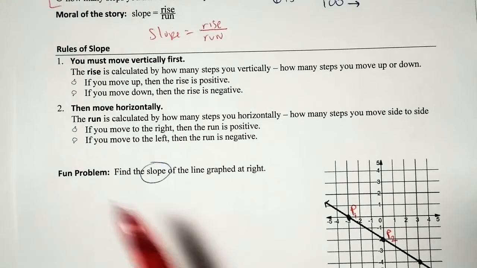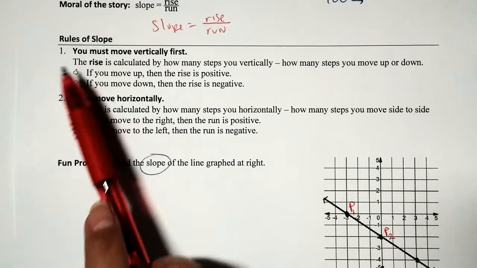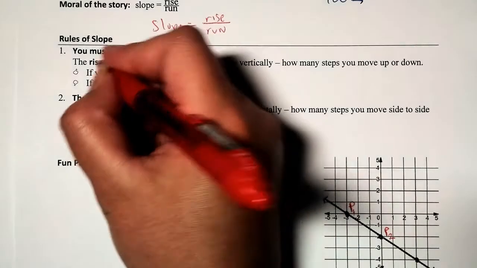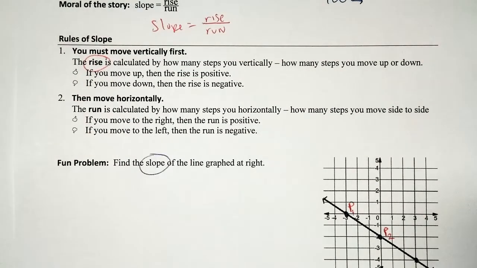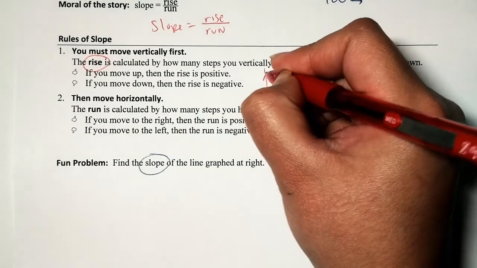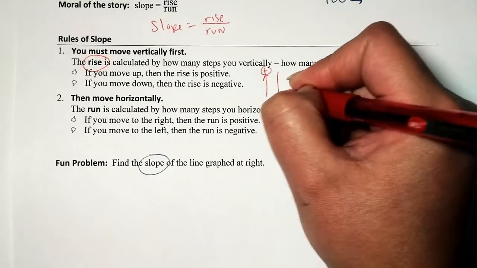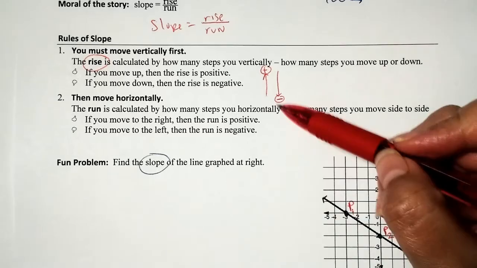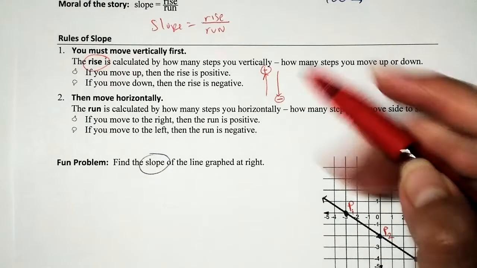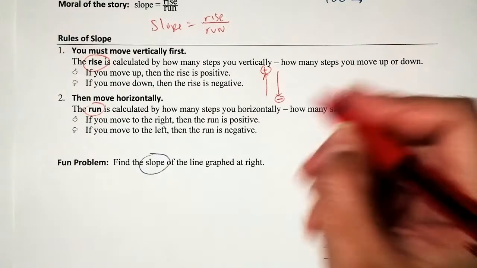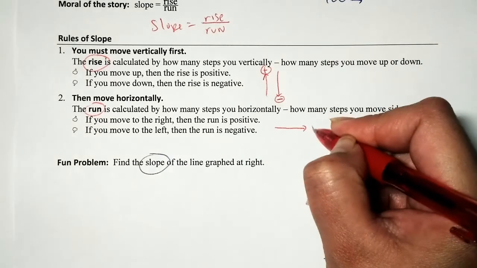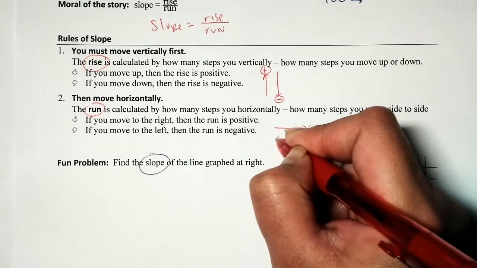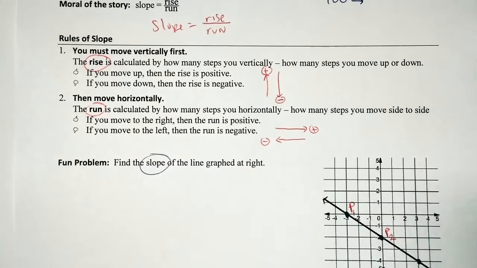Now, we're going to move vertically first, so we calculate the rise. We calculate that by how many units we are moving up or down. If we go up, then our rise is positive. But if we go down, then our rise is negative. After we go up or down, we go side to side, or calculate the run. If we go to the right, then the run is positive. But if we have to go to the left, then the run is negative.